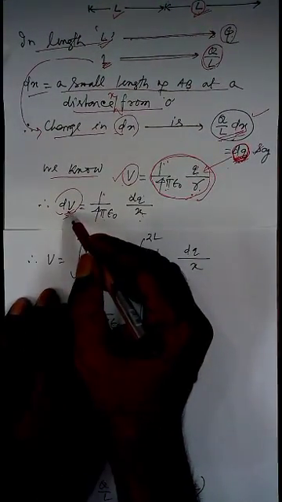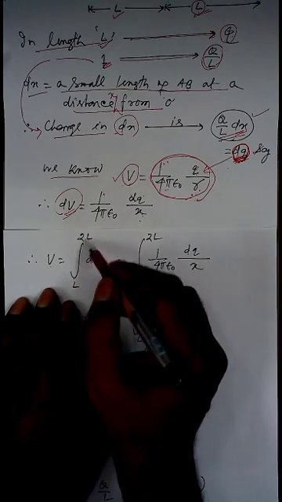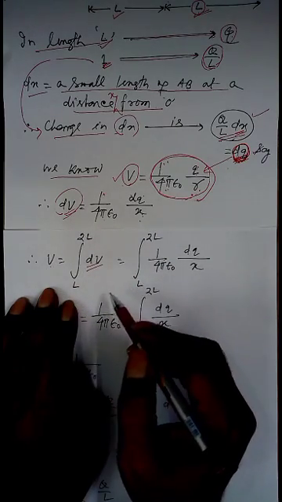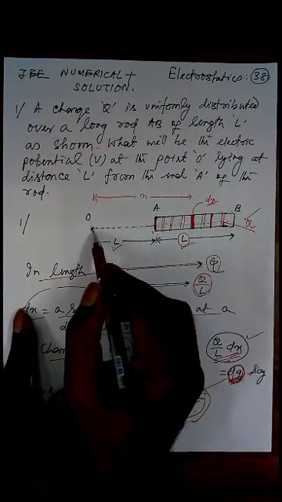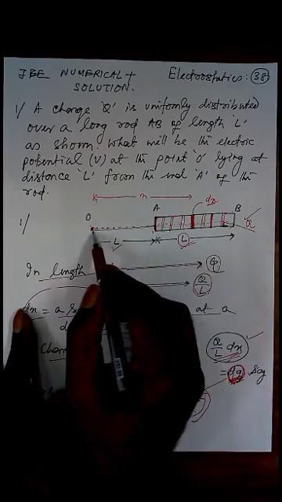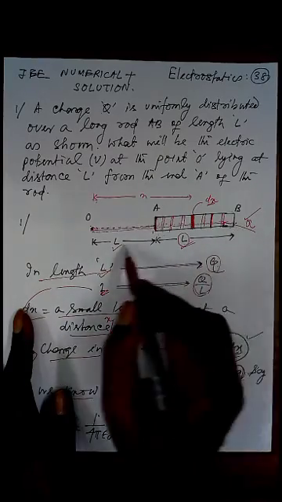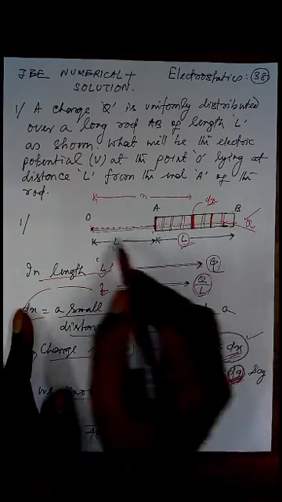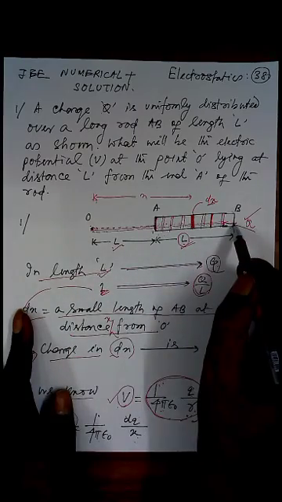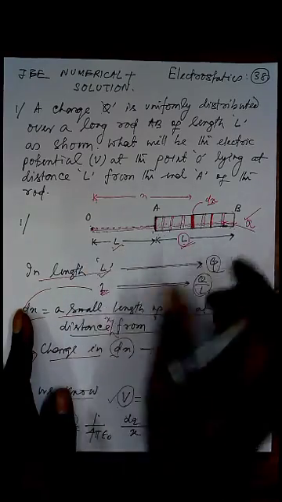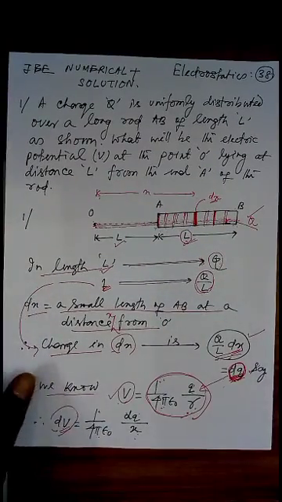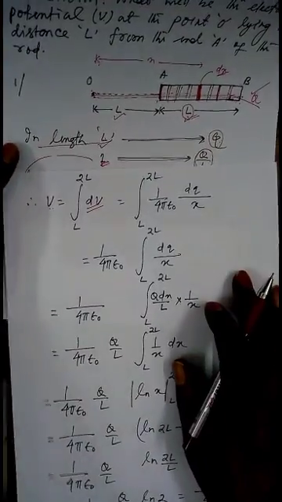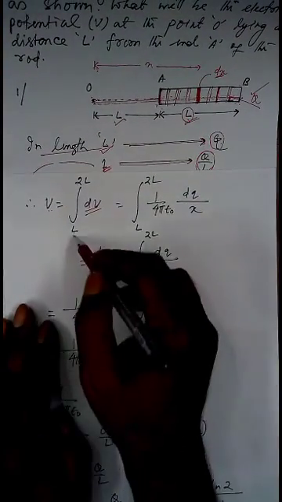So therefore from here, by integrating, V will be the integration of this dV from which point to which point? From this point to this point, that is from distance L to distance 2L. If you integrate from L to 2L, then each part of the rod will be covered in the integration. So the limit of integration is from L to 2L.